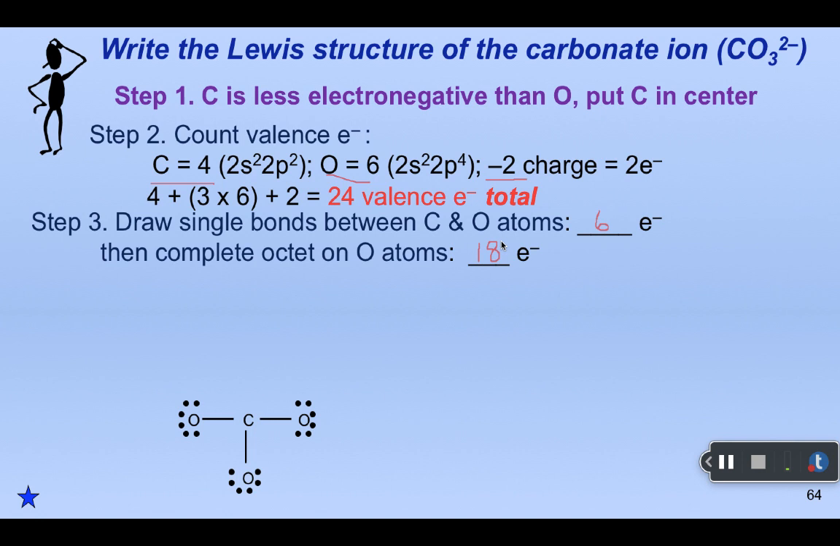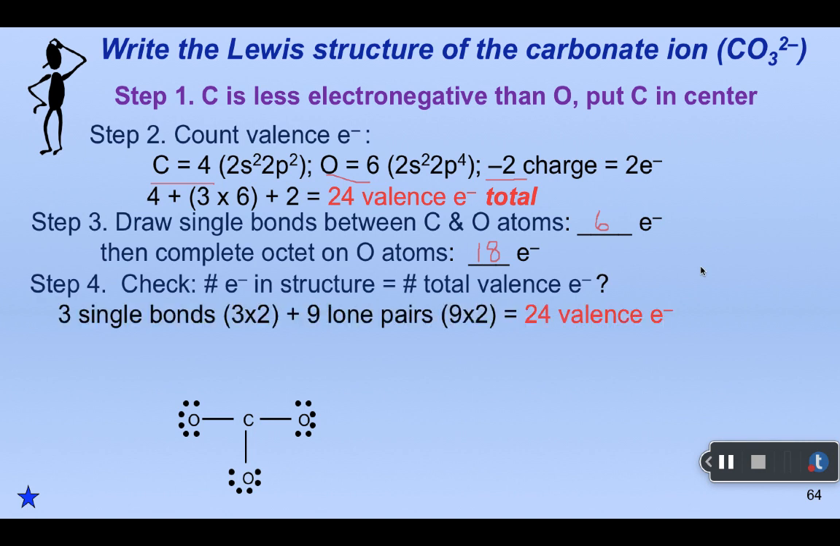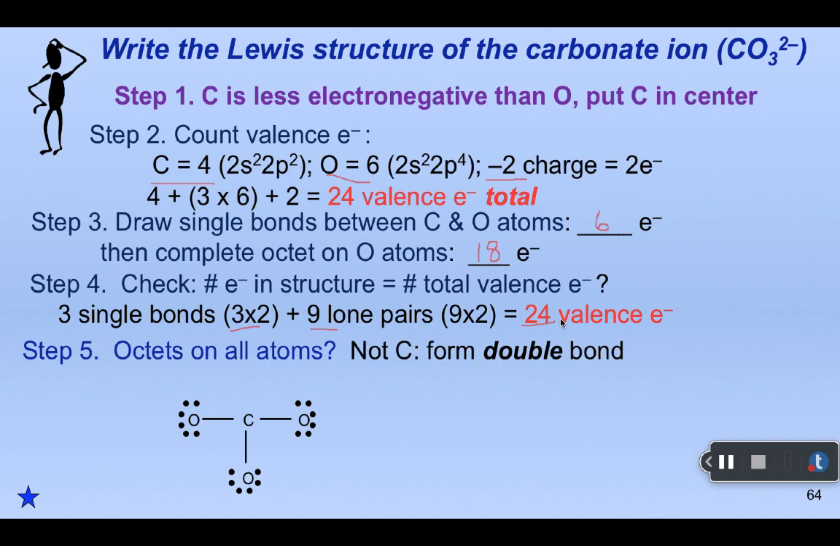Now, we have 6 plus 18. That means we've added up to the total number of electrons that this structure should need. And so what are we going to do now? Let's see. Okay, so we've got 3 single bonds, 6, and a bunch of lone pairs, and we added them up. It was 24. Well, what's lacking? Are all of the atoms represented with octets? Well, not carbon.